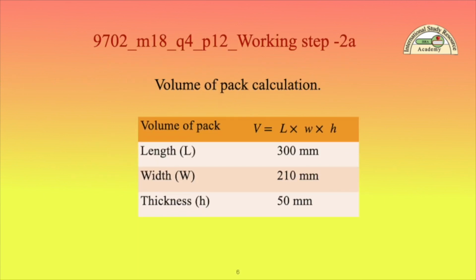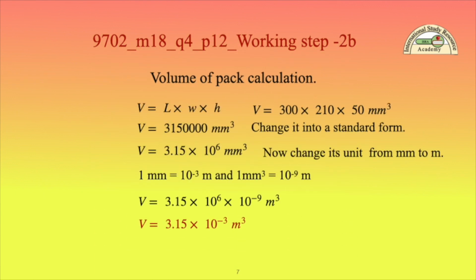Working step 2a. Volume of pack calculation. Volume of pack capital V is equal to length times width times thickness. Length capital L is equal to 300 mm. Width W is equal to 210 mm. Thickness H is equal to 50 mm. You know volume V is equal to length times width times thickness. Therefore, volume V is equal to 300 times 210 times 50 mm cube, or volume V is equal to 315 with 4 zeros millimeter cube.